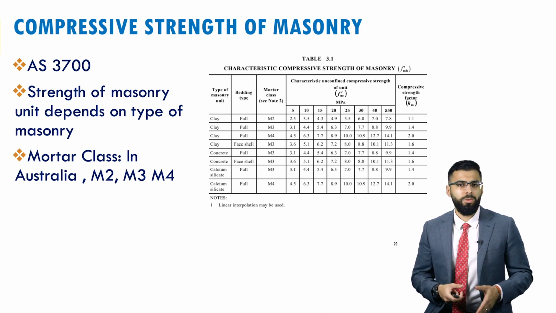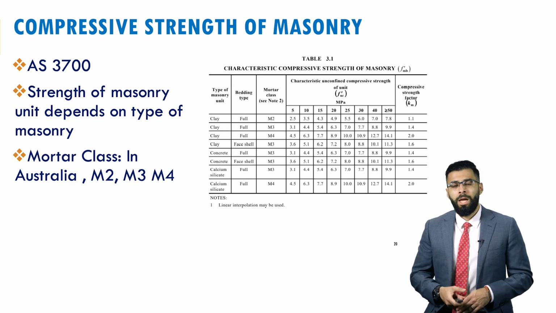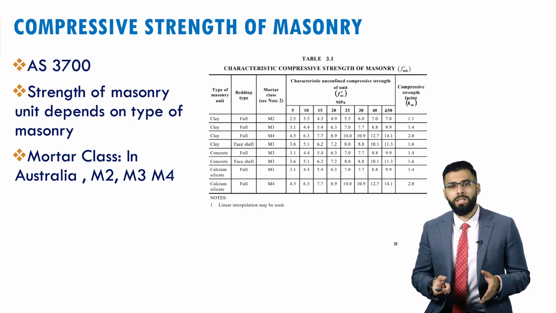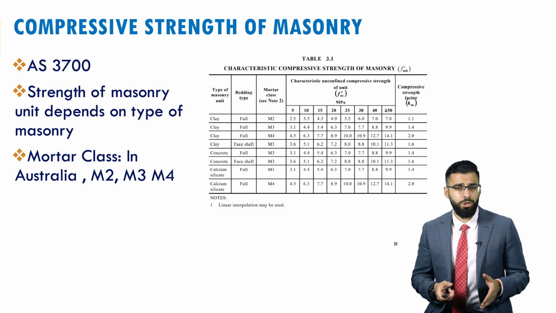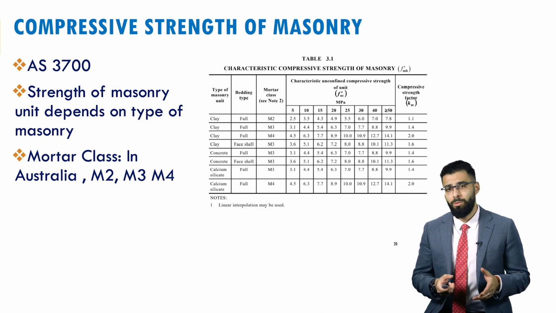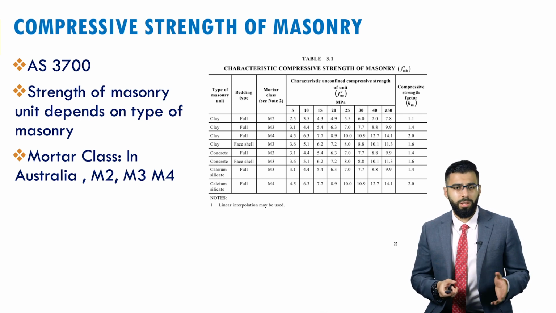A face shell, that's mentioned in table 3.1, refers to the mortar that just covers the face of the brick, as opposed to a full mortar. And then finally, the mortar class. So there's 3 classes in Australia: class M2, class M3, and class M4. And the reason that you have different classes is because it depends on the amount of limestone that's actually present in the mortar.